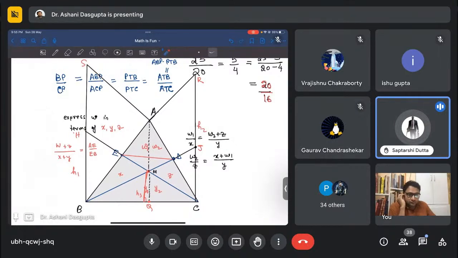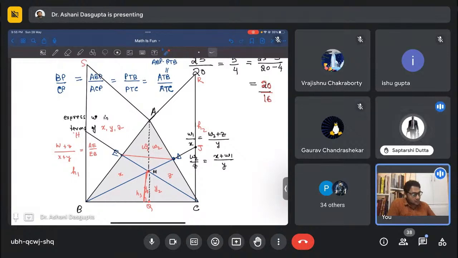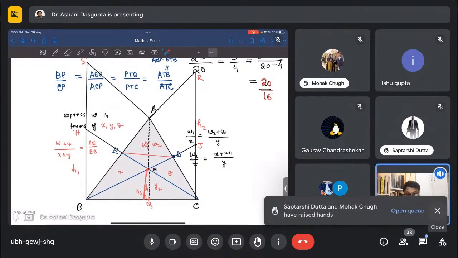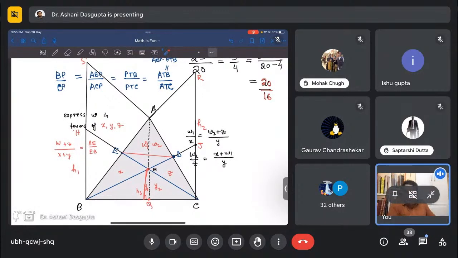Can you just hold on for a second? For those of you who are trying, this can be done without this construction. I'm sure Shaptarshi has an idea. Something can be done with this construction, but it can be done without any construction.